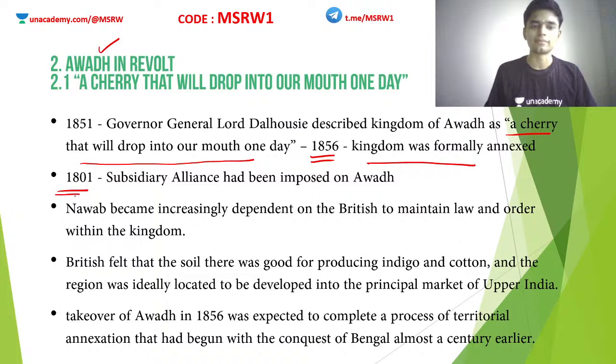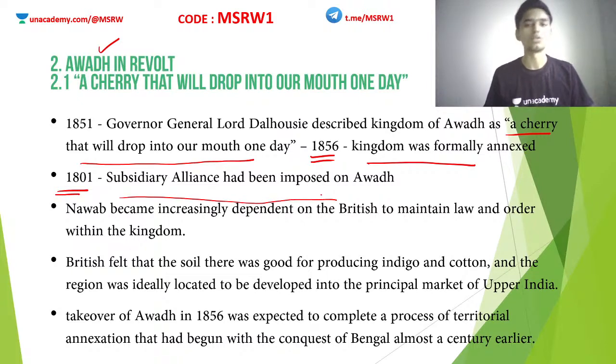In 1801, subsidiary alliance was imposed on Oudh. What is subsidiary alliance? It is the brainchild of Wellesley, and according to this system, a British contingent was placed in the king's territory. The king was supposed to pay for everything to maintain this British contingent. Then the king was supposed to disband his own native army. Also, he was supposed to place a British resident within his court. He cannot engage in any kind of transactions with a foreign power without the permission of the British. All these were part of the subsidiary alliance treaty. So Oudh was placed under subsidiary alliance in 1801.